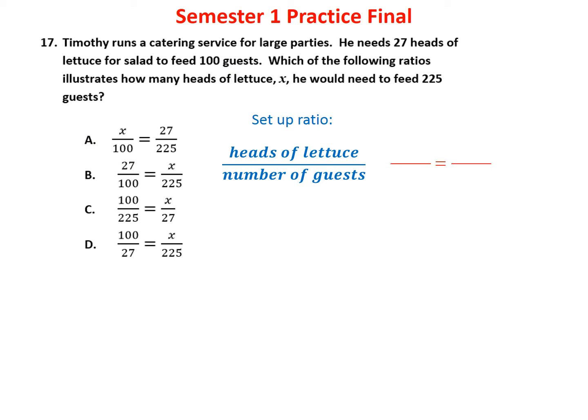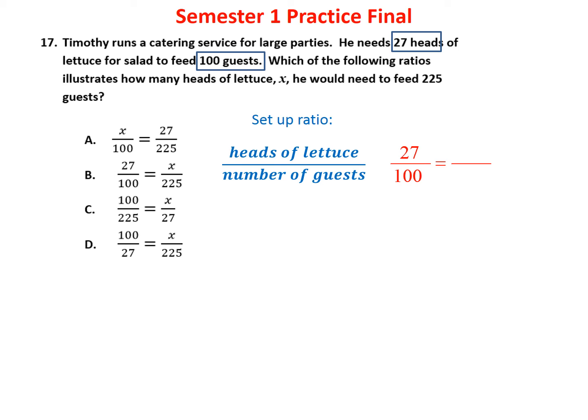And so now we're going to set up the proportion this way. First off, let's talk about what they have now. How many heads of lettuce do they have? Well, they have 27 heads, so I'll put 27 in my first ratio, 27 heads, and that 27 heads was for 100 guests, so it's 27 to 100. That's the ratio that we know.